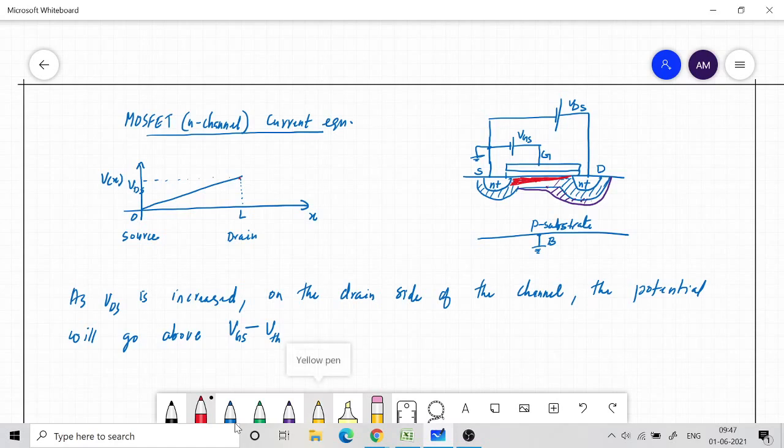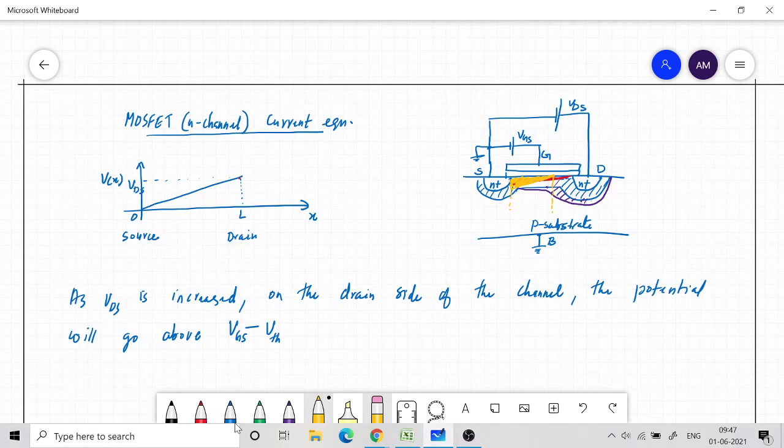If you consider another case, what will happen? If you increase VDS more and more, then the channel will cease to exist even earlier. It will be like this. The channel will cease to exist from this point onwards. The channel will be only from here to here, but it won't be present from here to here. Only the depletion region will be present there. This is what we mean by pinch off. The channel is not reaching the drain side.